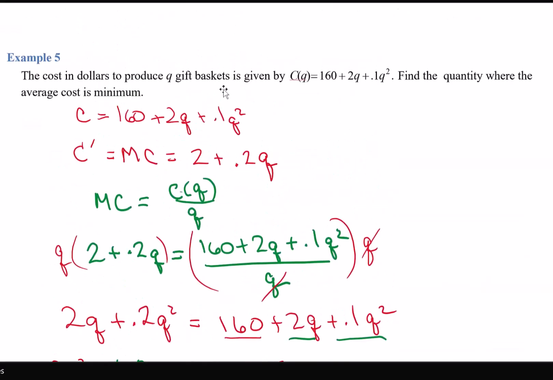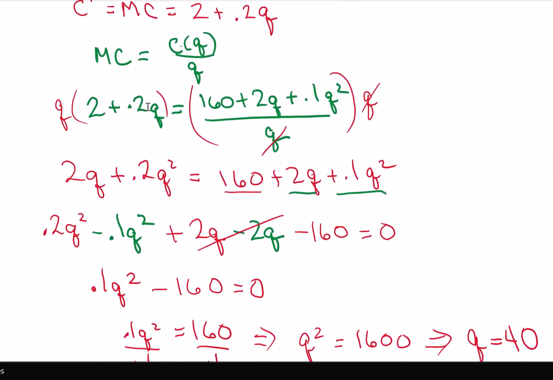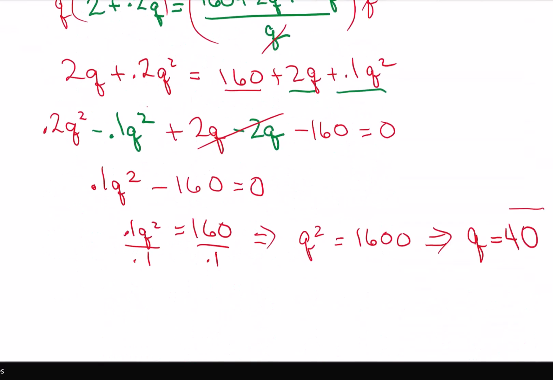Let's see what that means. The cost in dollars to produce Q gift baskets is given by this. Find the quantity where the average cost is minimum. The quantity where the average cost is minimum is 40 gift baskets.